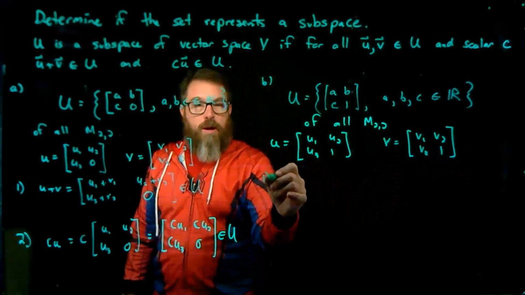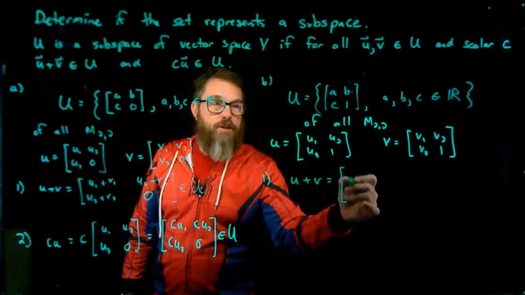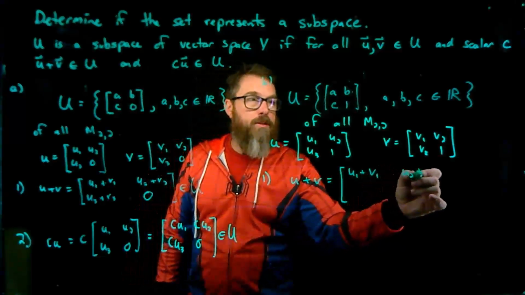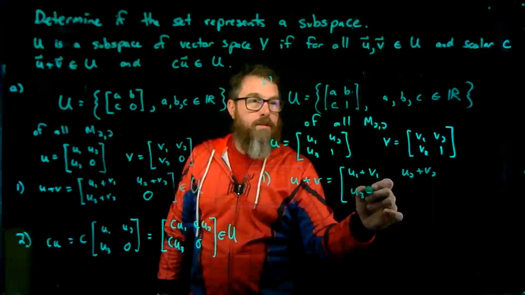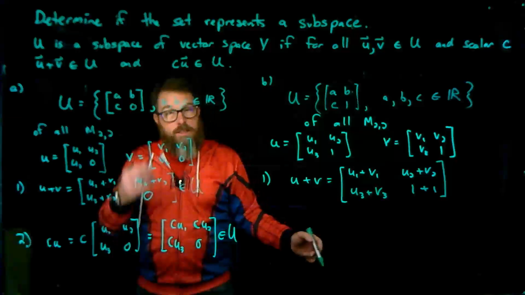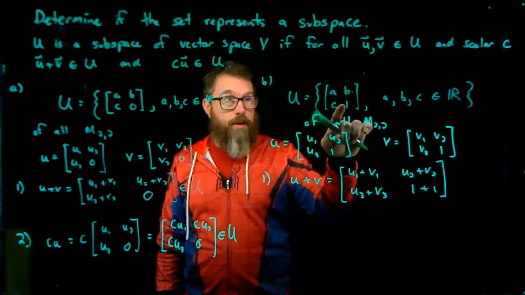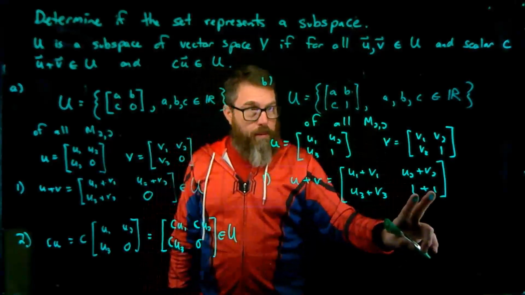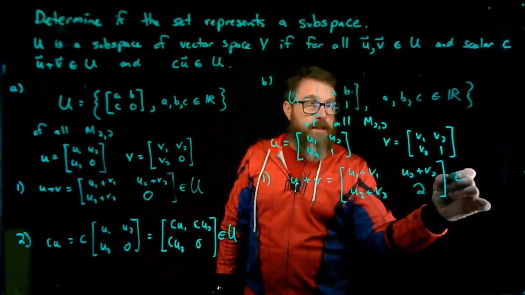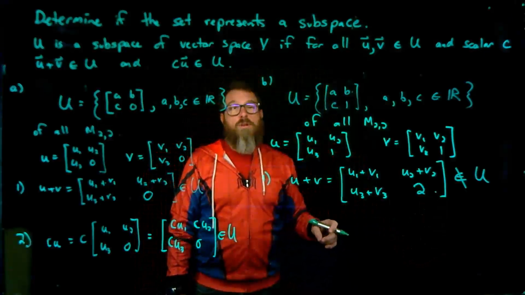So now checking property 1, is it closed under vector addition? When I add these two matrices, we're going to add their common components, and then this will be equal to 1 plus 1. And it's here that we have a problem, because remember, to be of this form it has to be real number, real number, real number, and this has to be the number 1. But 1 plus 1 is equal to 2, and that means it doesn't have that form. So this is not an element of U, so this is not closed under vector addition.